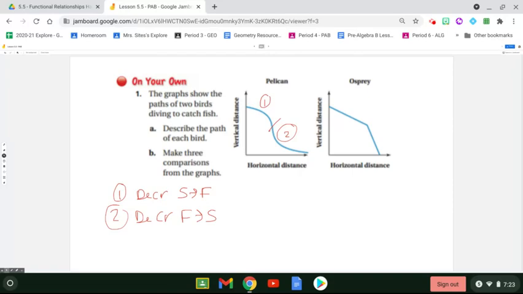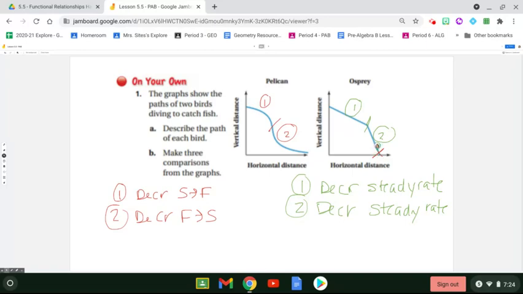Okay, for the osprey, which is another kind of bird, it's coming in more at a steady approach. So it's decreasing at a steady rate. And then it's again happening at a steady rate. So decreasing at a steady rate. Okay, but who's actually going in the water? The osprey is. So when you take a look at the x-axis, the osprey actually hits the water. The pelican doesn't. So that could be a comparison.